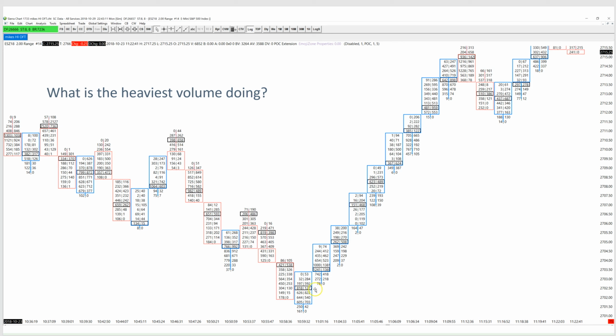If you're going higher, you want your heaviest volume areas to also be moving higher. If it's just jumping around going side to side, one low, one high, one low, that's just going to be a market that's going sideways. You want some uniformity, and you want it to coincide with what the market is doing.